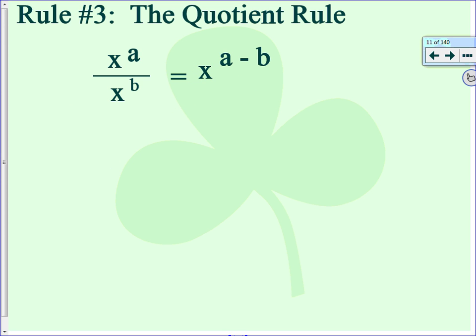So this is the quotient rule: if you're dividing two numbers with the same base, they both have a base of x, you subtract the exponents. So it's x to the a minus b power. So what if it was like x to the 3rd and y to the 2nd, like over?